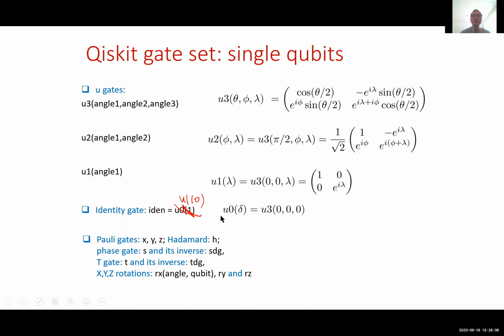Okay, so maybe they have, I need to check whether there's a U0 delta, but that's basically identity.